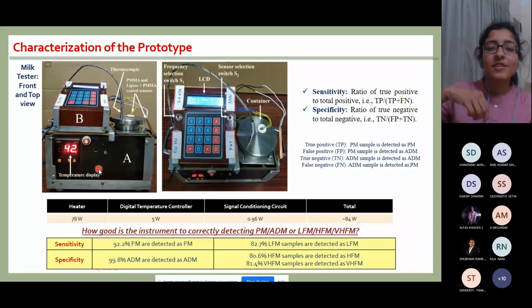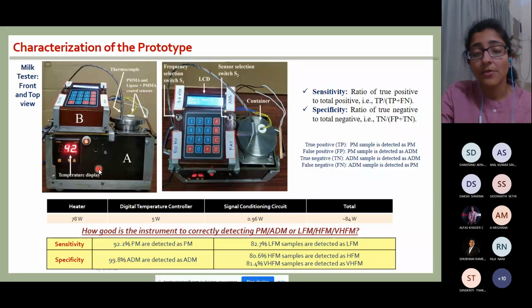You can make the homogeneity by stirring also. So you can see you can cut this part also, the temperature part, because it is consuming more power. In total it is giving you 84 watts. So if you just remove those heating systems, the total circuit will have 1 watt power.